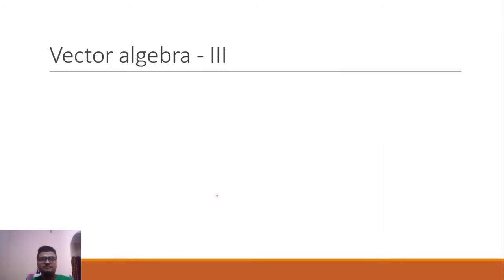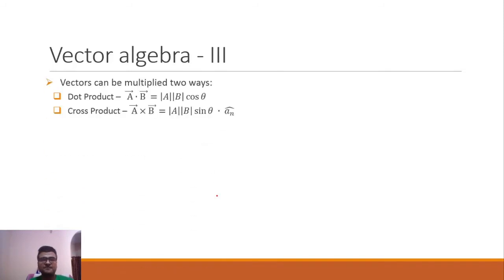Let us see some more vector algebra. Two vectors can also be multiplied, but there are two ways to multiply them. One is dot product, one is cross product. You might already know this, but let's see something more about it.